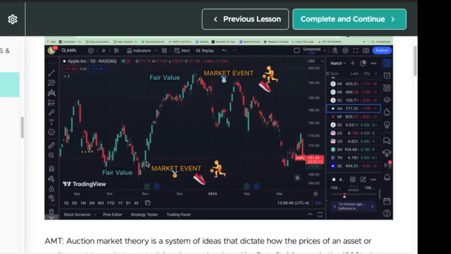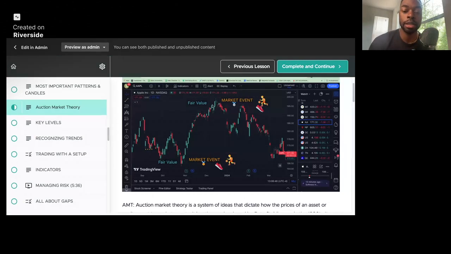Price then starts to fly to the upside, and it goes up in search of new sellers. So it's like, hey, when are people going to start to sell? Well, no one's selling. Everyone's buying. Then we start to trade sideways because we have now found a new fair value, and buying and selling is balanced here.